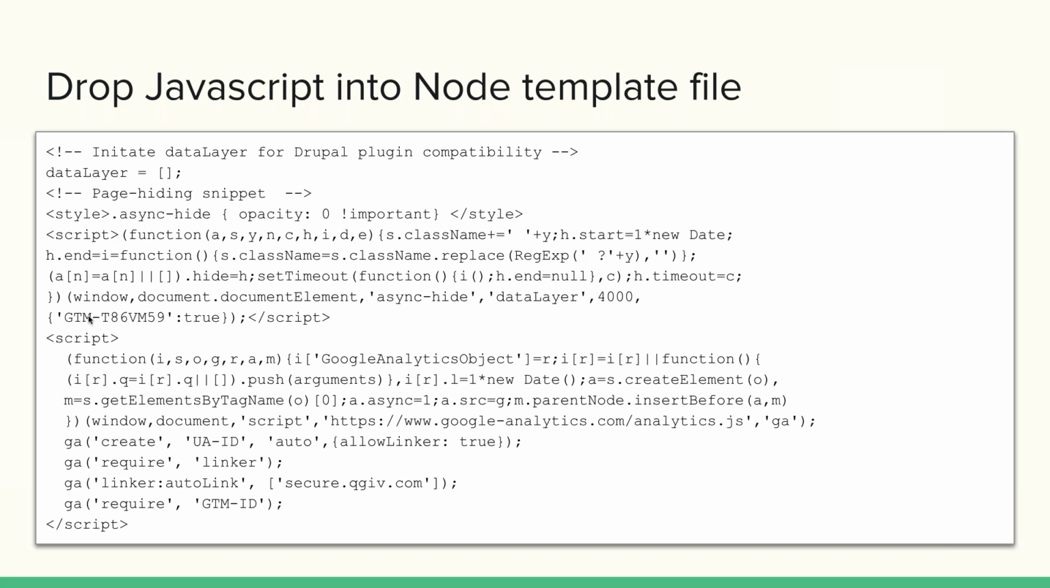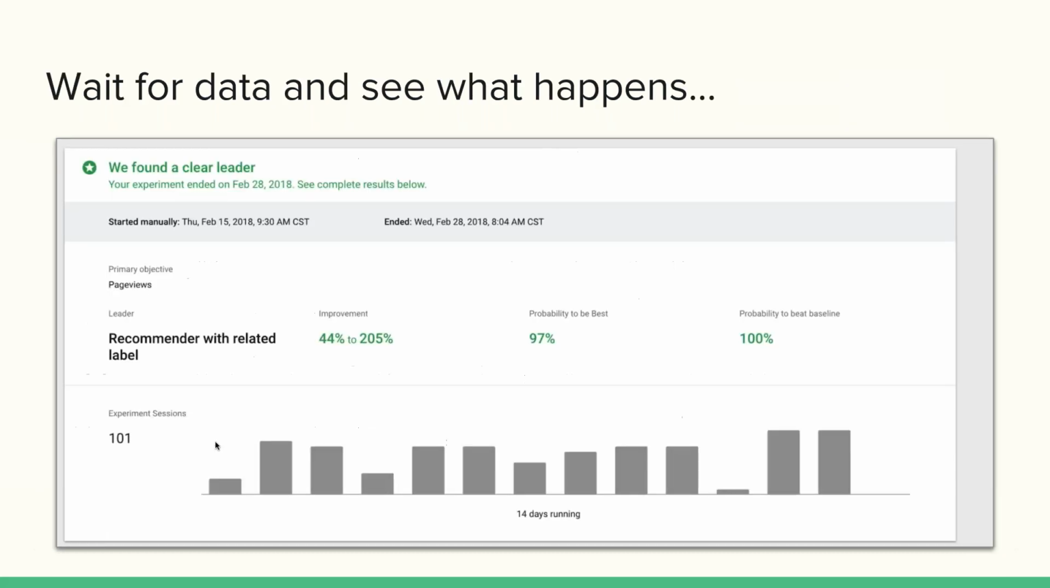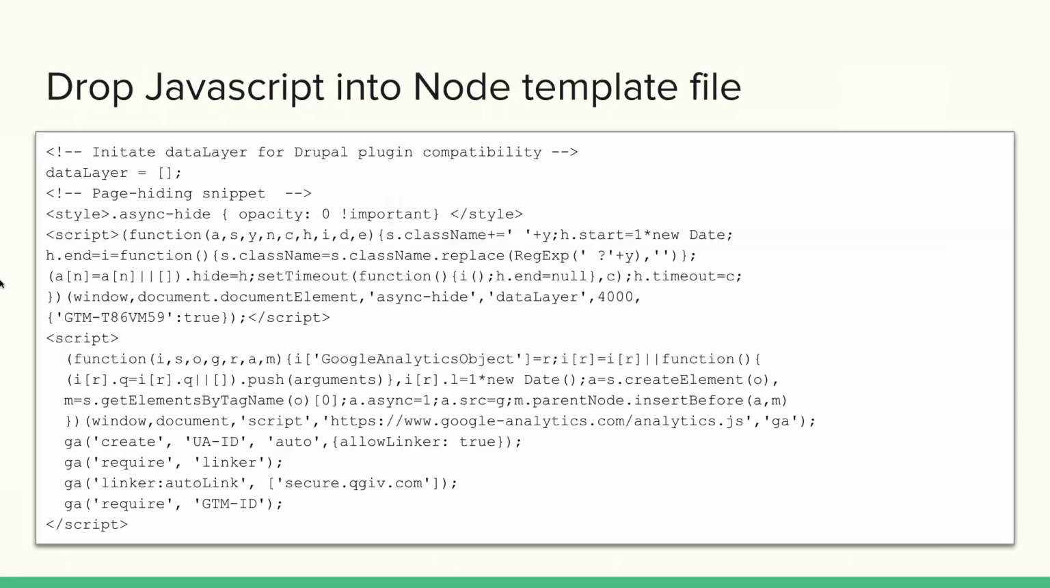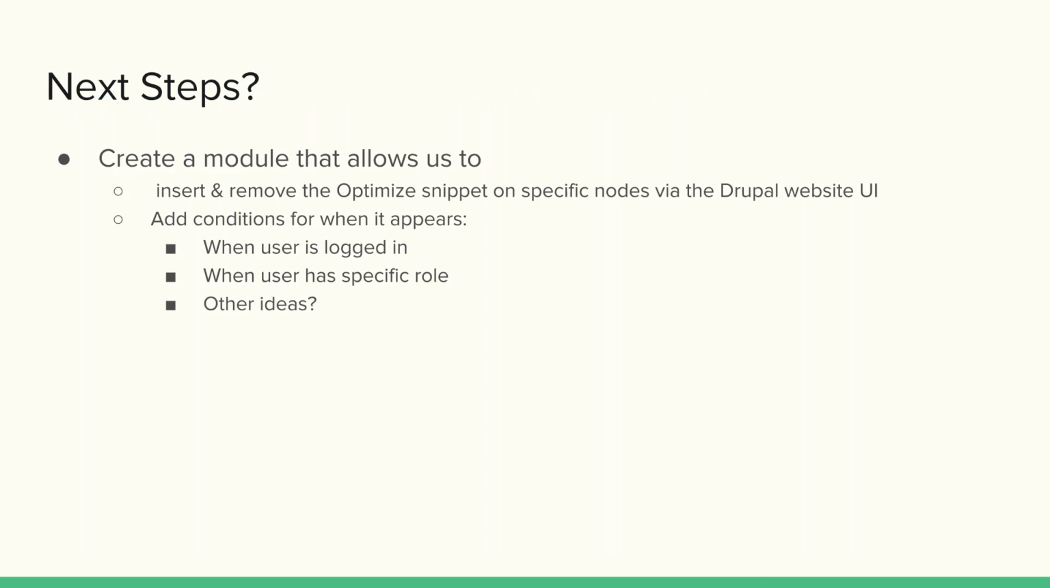Replace where it says create the user the UAID and, if you use Google Tag Manager, the Google Tag Manager ID. Just drop those in and it'll start running. You only want to run the script on the node pages that you're actually running a Google Optimize experiment on, because otherwise it will be really slow on all the other pages. And I say that the one piece of this is that you have to edit your template files.